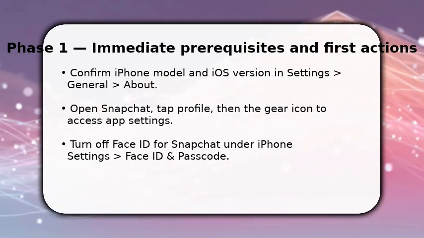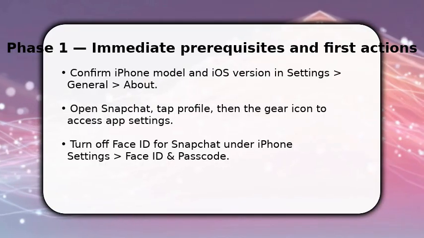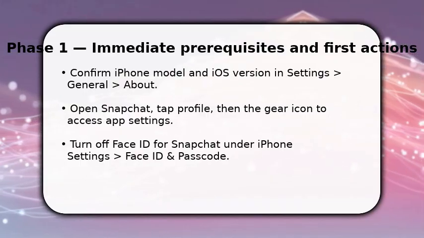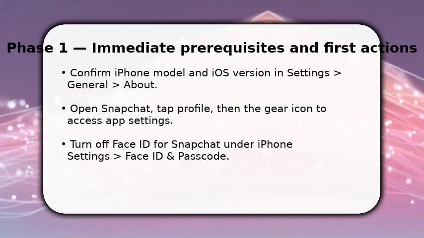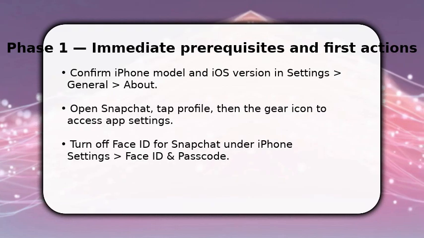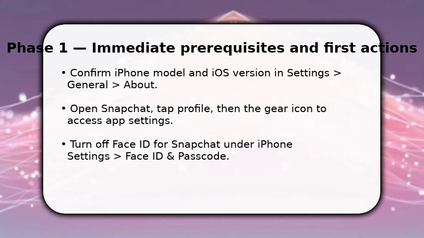This stops Face ID from unlocking the app. Next, open Snapchat and go to your profile and tap the gear icon to confirm any in-app privacy toggles. This begins removing biometric access while preserving your account data.